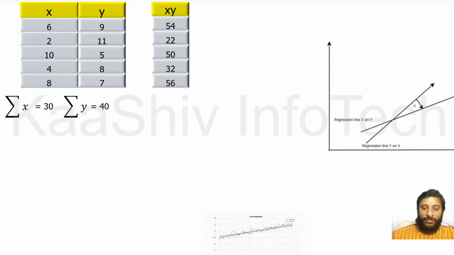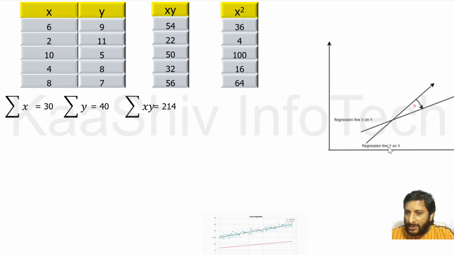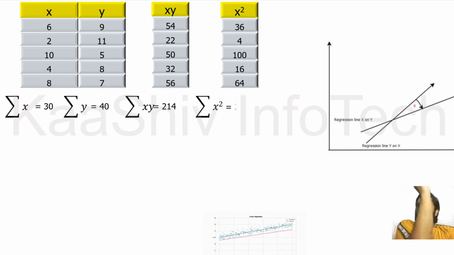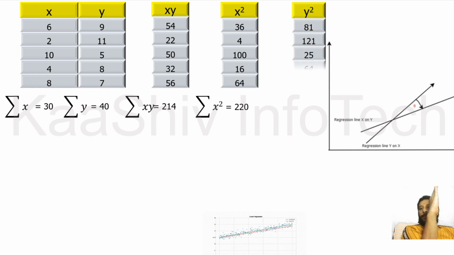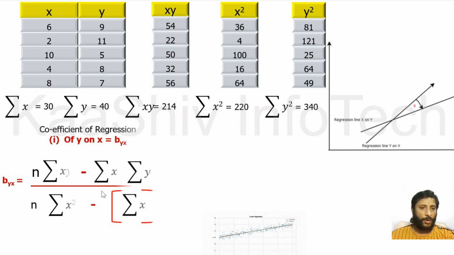Sorry, I'm trying to give more information with a different picture now. Over here, you can see the x values, the y values, and the xy value, which I told you is 214. Over here, the regression line y on x and the regression line x on y. Y on x or x on y, that is the one we are trying to identify. I made a mistake here: x square is 220 over here, y square is 340, and this is the formulation.